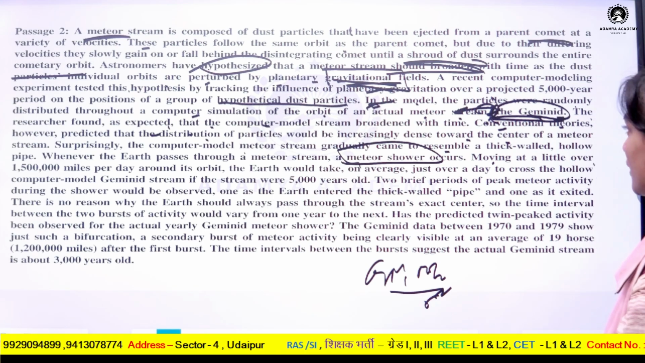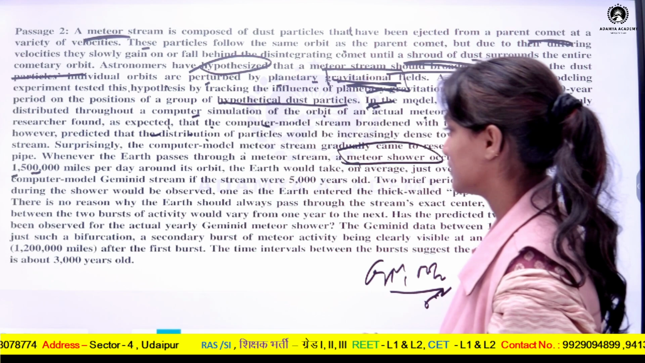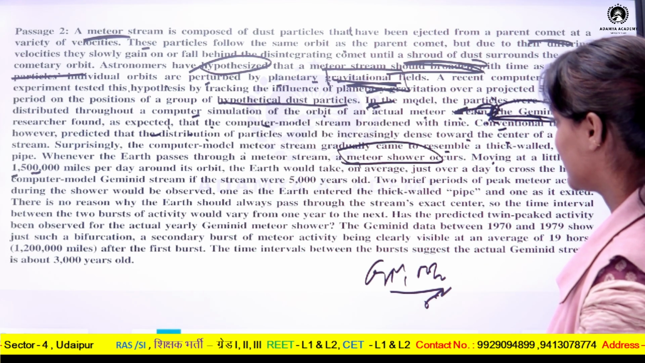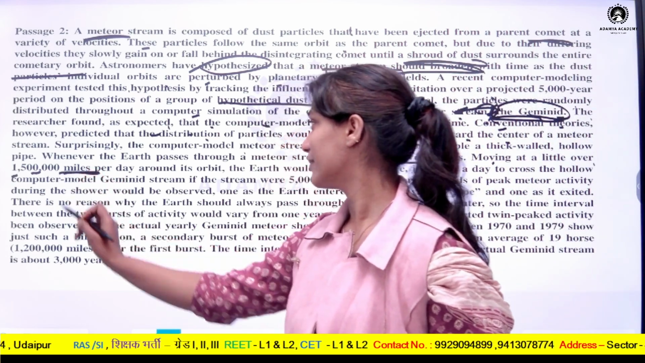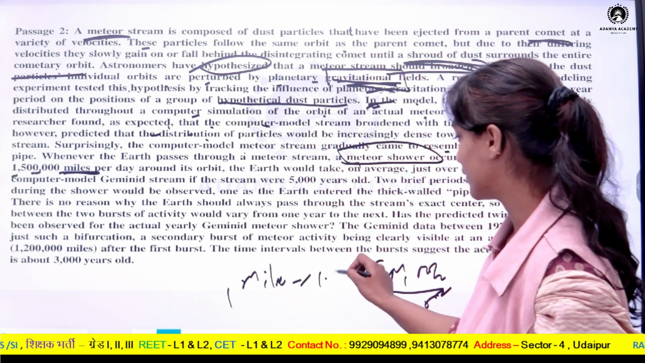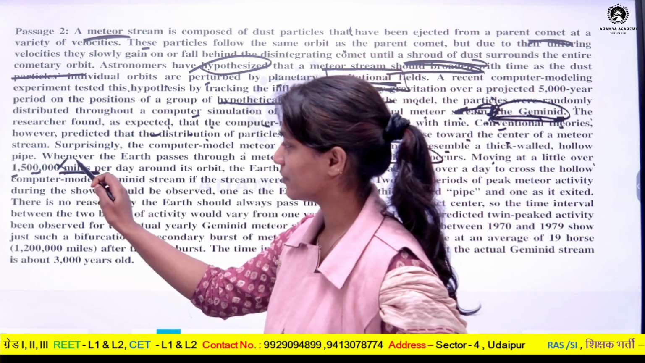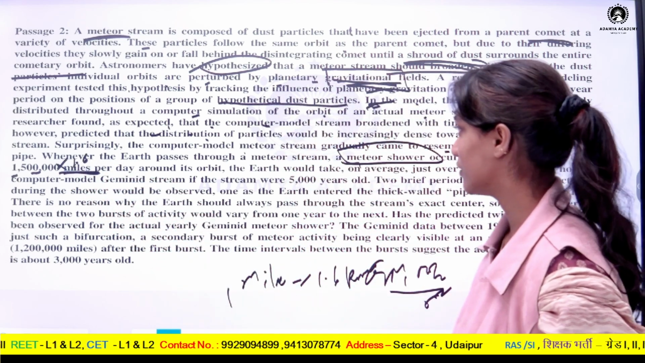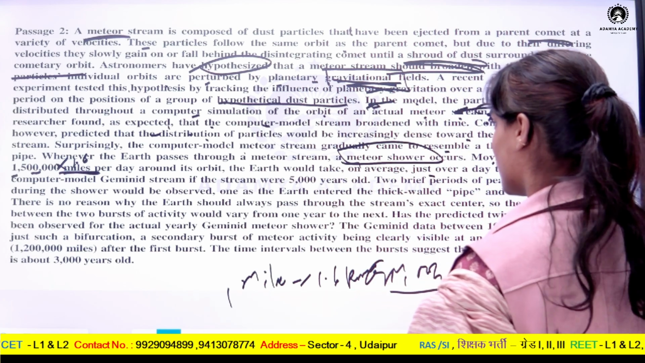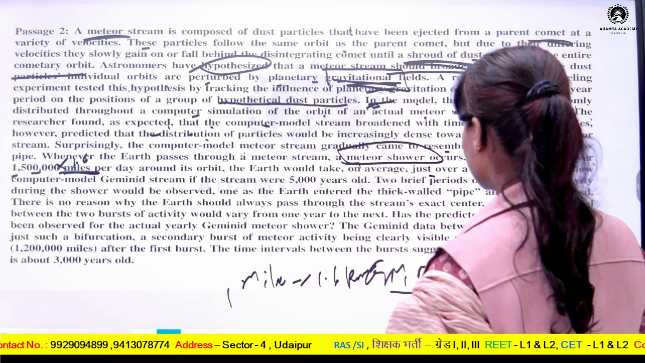Moving at a little over 1,500,000, that is 15 lakh, miles per day around this orbit. Have you heard this word miles before? Yes. 1 mile is equal to 1.6 kilometers, so you can multiply by 1.6 to get actual kilometers. The Earth would take on average just over a day to cross the hollow computer model Geminid stream if the stream were 5,000 years old.